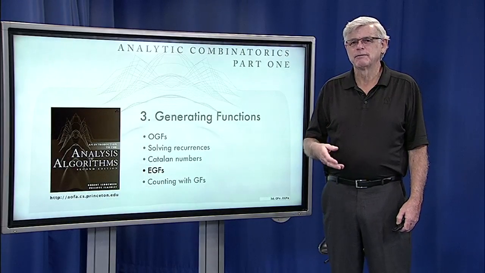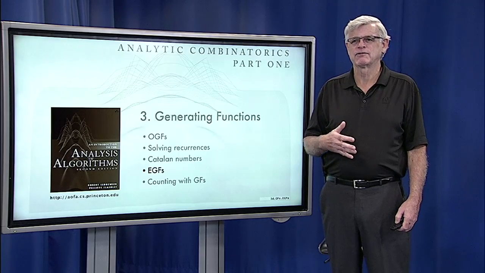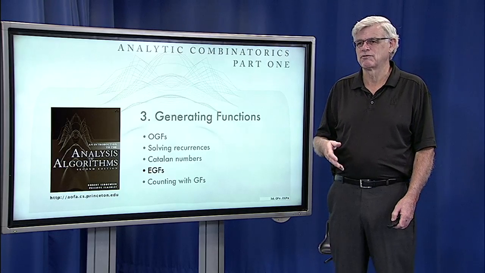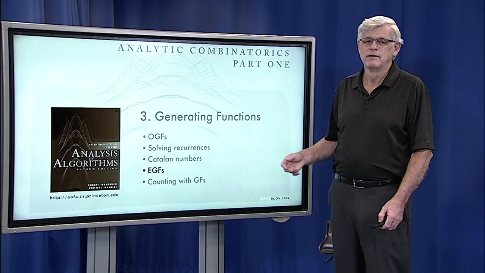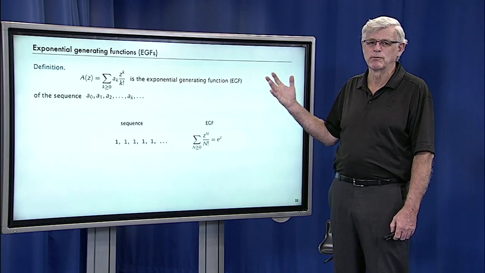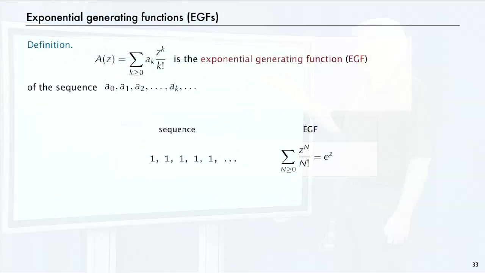I just want to briefly mention that ordinary generating functions are not the only way to represent a sequence with a simple function. And actually there's an important one that plays a very important role in analytic combinatorics that I just want to mention briefly now. You can define other types of kernels to represent the sequence. So instead of z to the k, say we put z to the k over k factorial. If we do that, then what we have is what's called an exponential generating function.